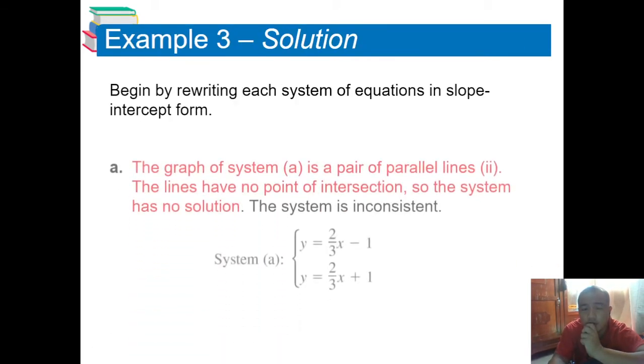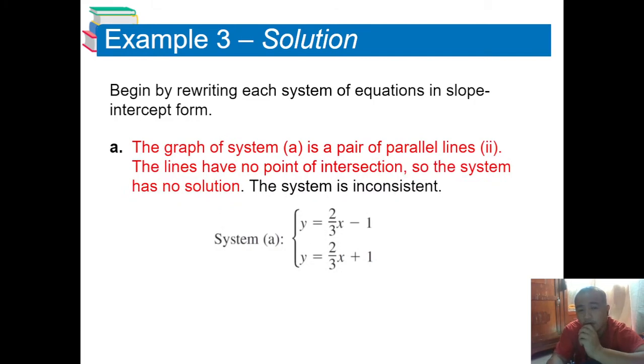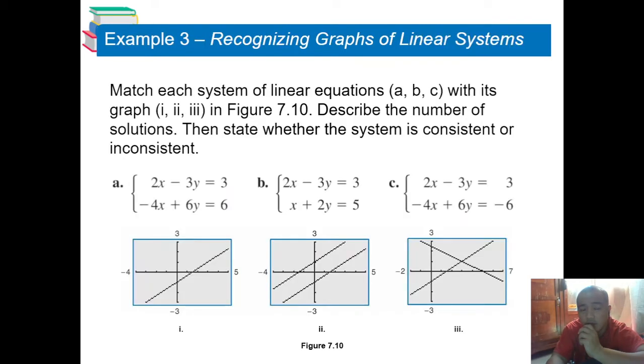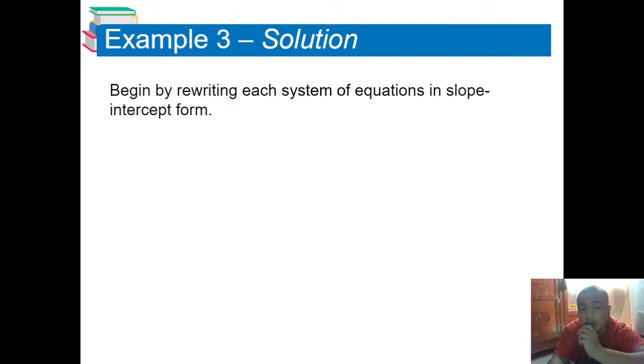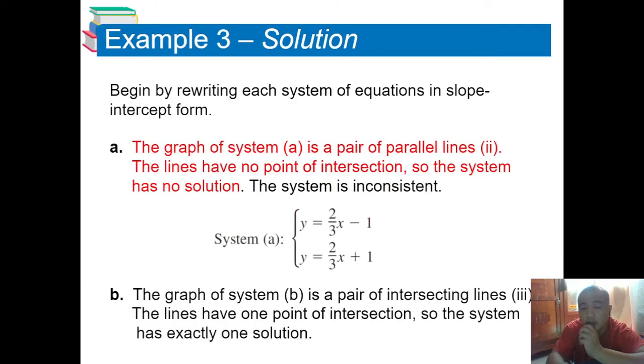Okay. This is a solution. For A, the graph of the system is a pair of parallel lines because, in A, if we solve using the slope-intercept form, y equals mx plus b, they have the same slope. That means they are parallel lines, and if they are parallel lines, it has no solution for A.